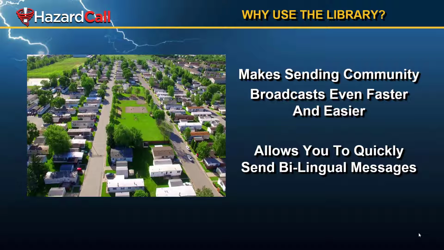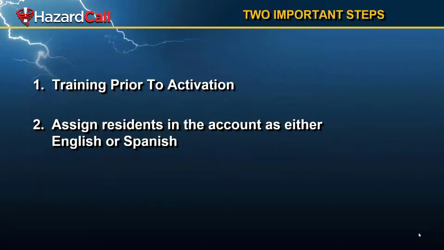This means you don't have to send the same message twice in English and Spanish to everyone, and you can direct who gets what language-based message. So this should make your use of the HazardCall community broadcast a little bit faster and a little bit easier. Now, before you use this, there are two important steps. You'll have to go through training, which can be just watching this video prior to activation, and you'll need to assign the residents in your account as either English or Spanish.